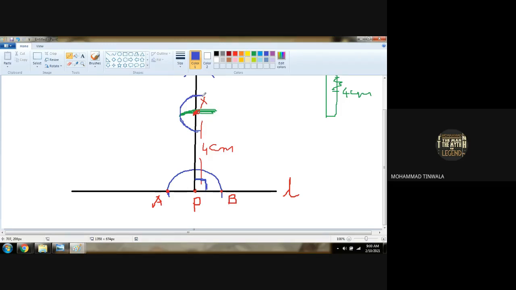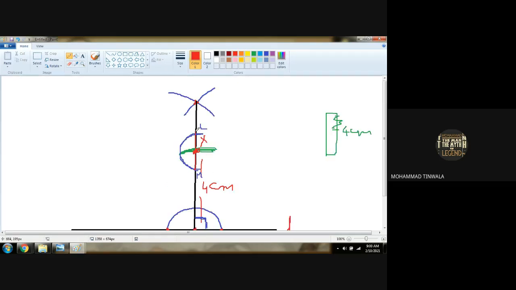If I give the name L and if I give the name M, this intersecting point. Sorry. Are you all getting the construction what I did? Yes, sir.